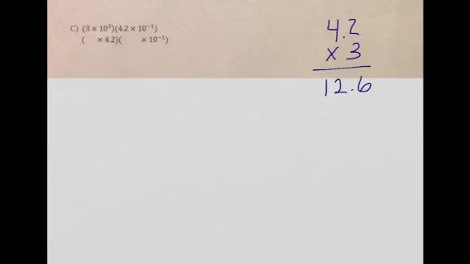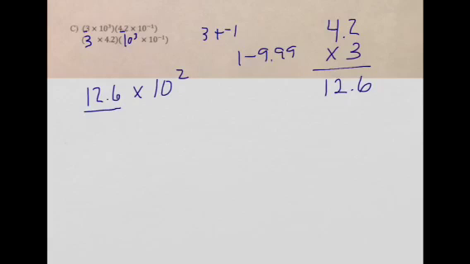Now, let's do another one. In this case, we're going to, again, collect up the whole numbers or decimals and put them into one parentheses. Collect our base tens and put those into the second parentheses. 4.2 times 3 is 12.6 times, and we have 3 plus negative 1, so it's going to be 10 to the second power. Now, the only problem with this is that our first number right here is not between 1 and 9.99.